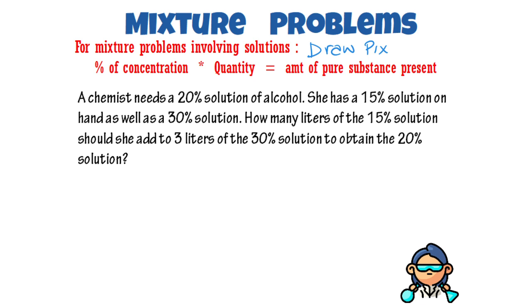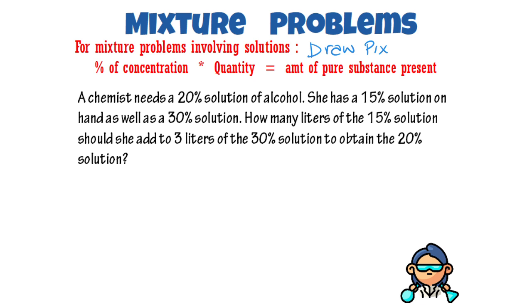Let's look at what we've got. A chemist needs a 20% solution of alcohol. Now, she has a 15% solution on hand as well as a 30% solution. So she's got one that's too strong, one that's too weak. So she's going to do a mixture here. So the question is, how many liters of the 15% solution should she add to 3 liters of the 30% solution to obtain the 20% solution? All right, let's look at what we would do here.